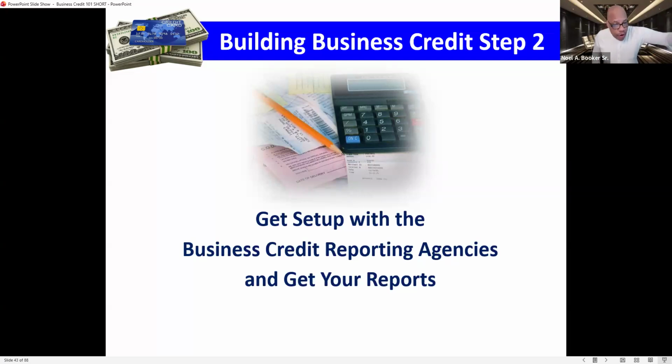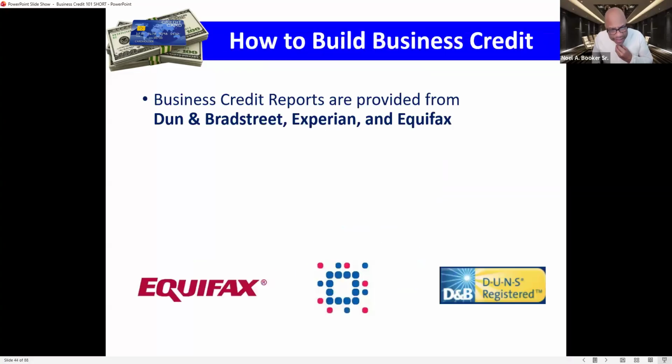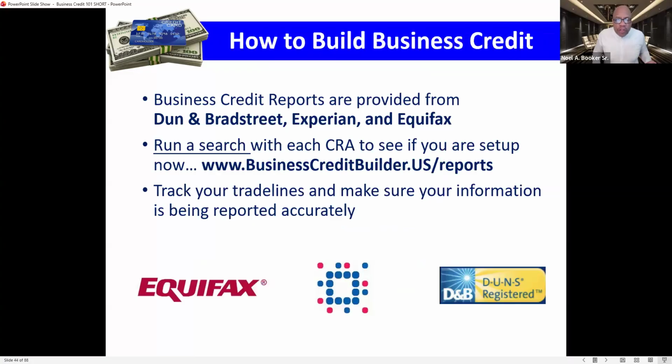Before you apply, you want to know, because they're going to pull your credit report and they don't need to ask your permission. You need to know what's on that credit report before they look. You want to know, right? Business credit reports are provided by Dun & Bradstreet, Experian, and Equifax.